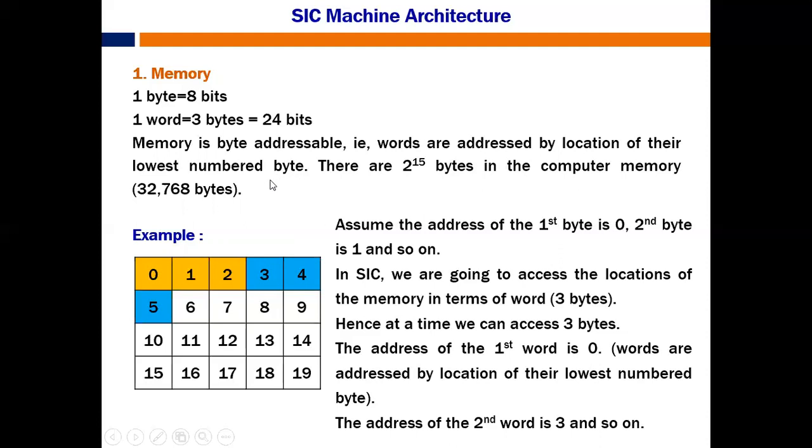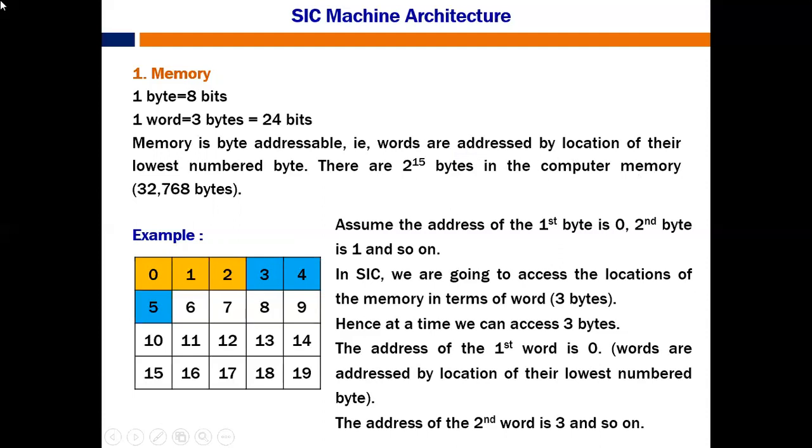So what is this lowest numbered byte? I will explain. But we will see there are 2 power 15 bytes in the computer memory. That means in SIC, the memory of any SIC machine is 2 power 15 bytes, that is 32,768 bytes. So let us see what is this words addressed by location.